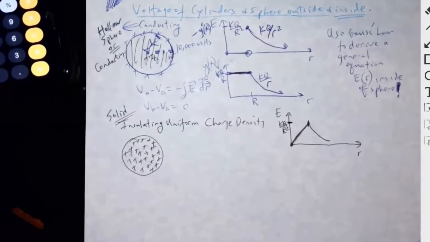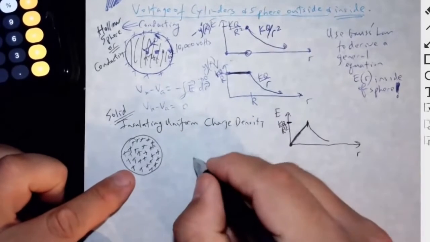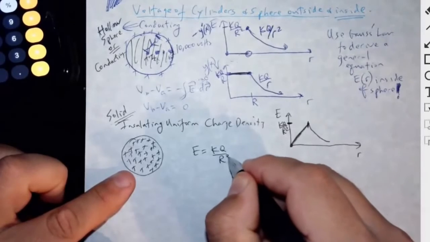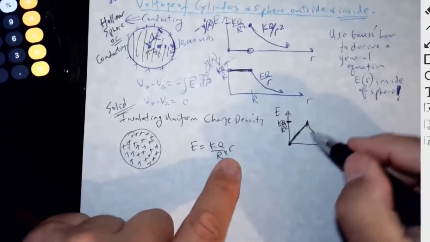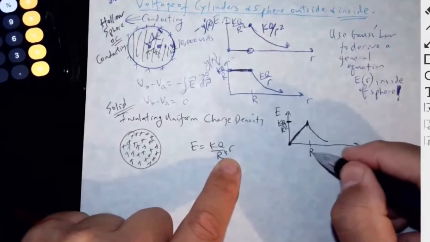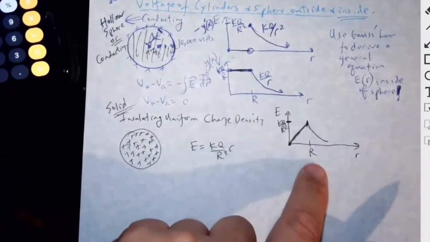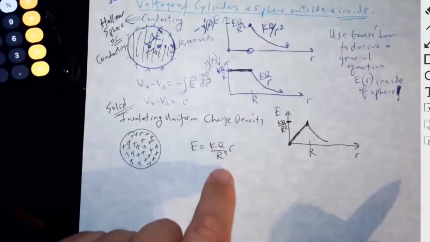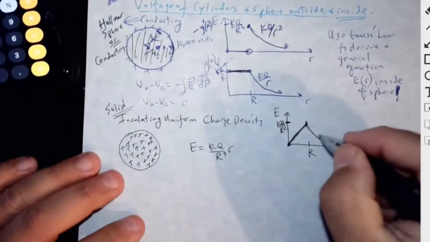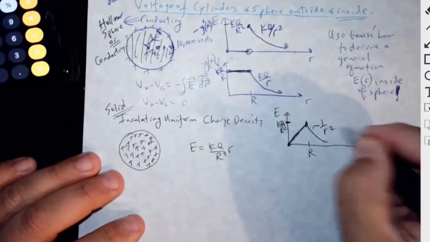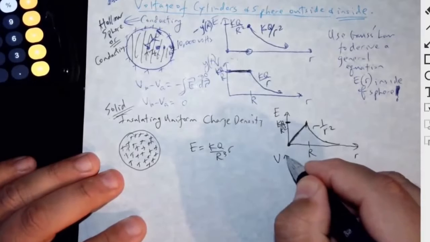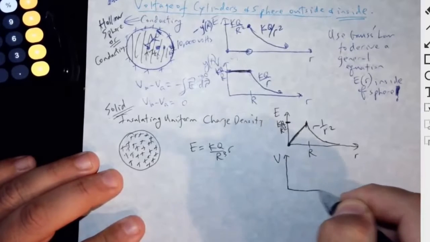So what was the equation of that? E is equal to kQ over R cubed times r, right? Remember that it had to be continuous, such that when you put little r equal to big R, it had to give you kQ over R squared. Then after that, it's a 1 over r squared proportion. So now let's come up with an equation for the voltage of that.